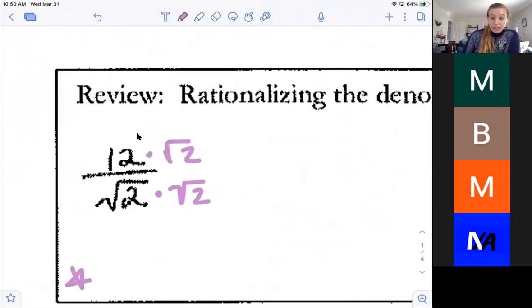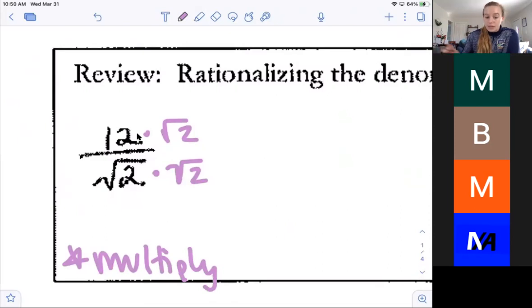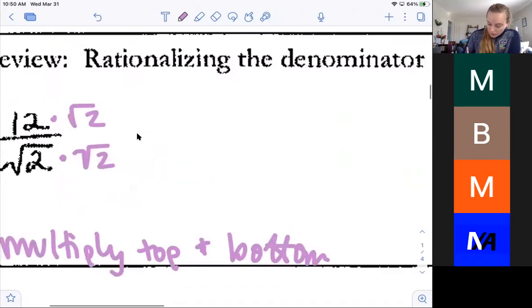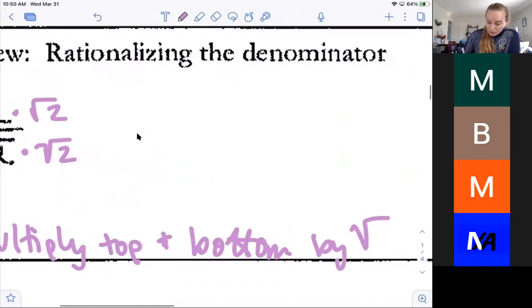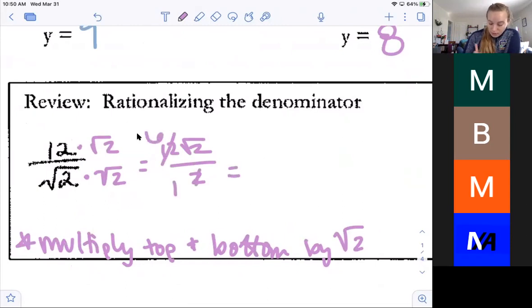I'm going to write a little note to myself in case I don't remember rationalizing before. Let me rephrase it. In order to rationalize, you have to multiply top and bottom by your radical. In this case, it's radical 2, but it's not always. So it's whatever the radical in the denominator is, multiply that on top and bottom, that cancels it out. So 12 times root 2 is 12 root 2. Root 2 times root 2 is just 2. But I'm not done because 12 and 2 have a common factor of 2. So that's like 6 root 2 over 1, which can just be 6 root 2.